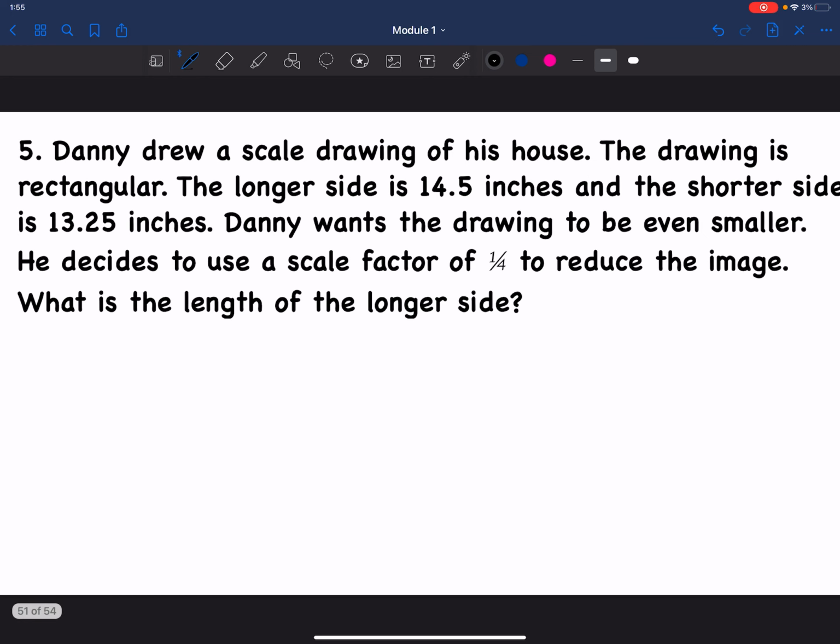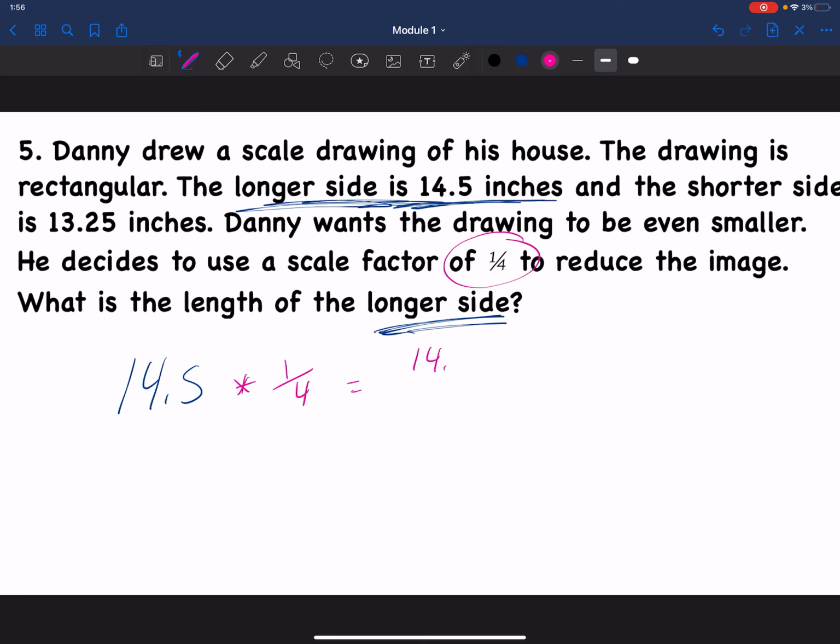So I'm focusing on that longer side. And he told me the longer side was 14.5 inches. So we're going to take 14.5 and we're going to multiply it by the scale factor. So this gives us 14.5 over 4, and then we'll just divide that out. 14.5 divided by 4 gives us 3.625. So once he creates this even smaller version, he'll have a side that's 3.625.